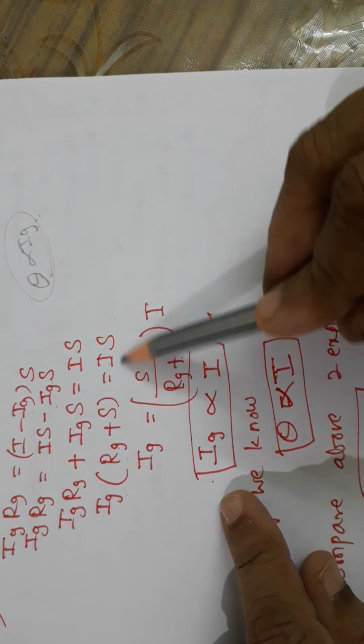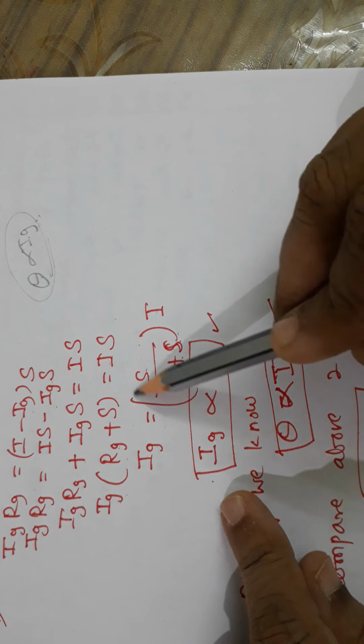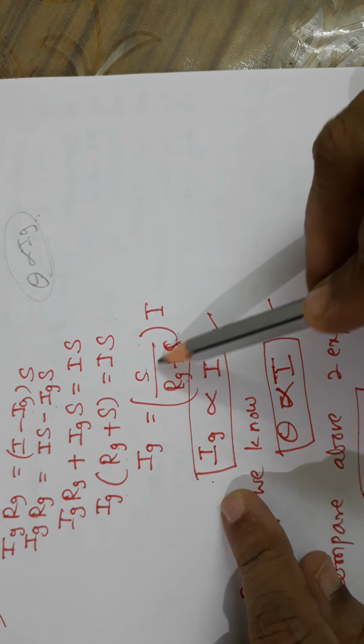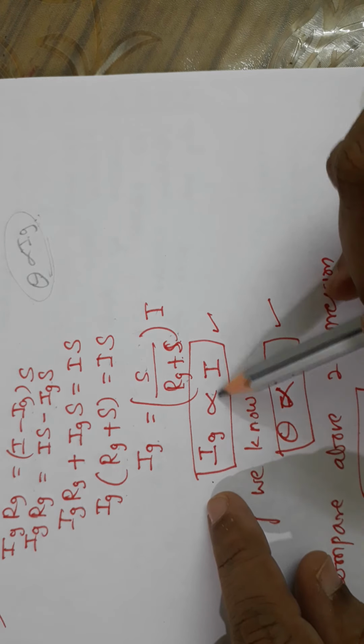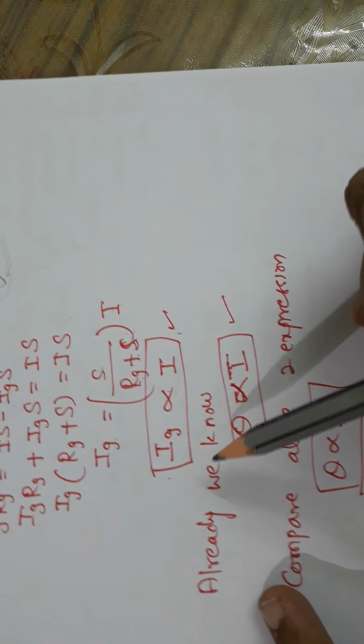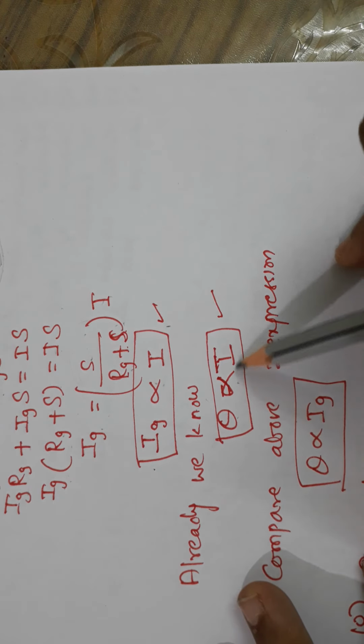You can see all these are constant: S, shunt resistance, and galvanometer resistance are all constant. So remove this constant and put the proportional sign. Ig is proportional to I. Already from the galvanometer lesson you have learned that deflection in a galvanometer is proportional to current.